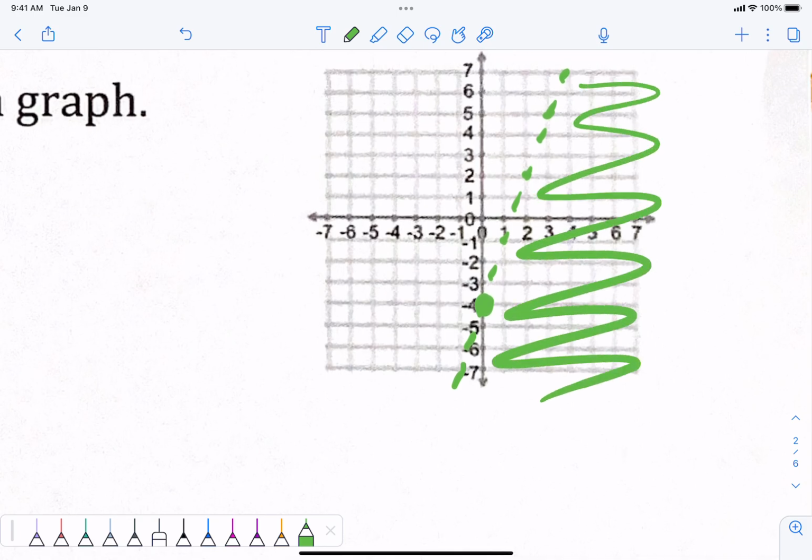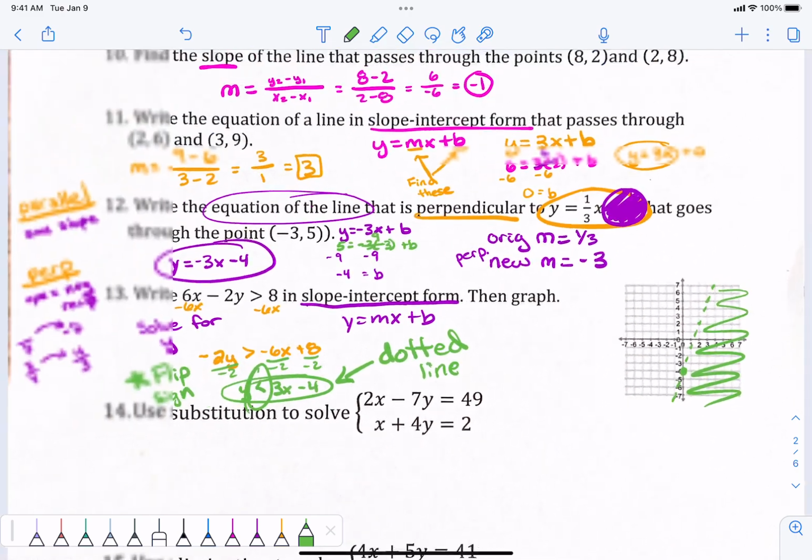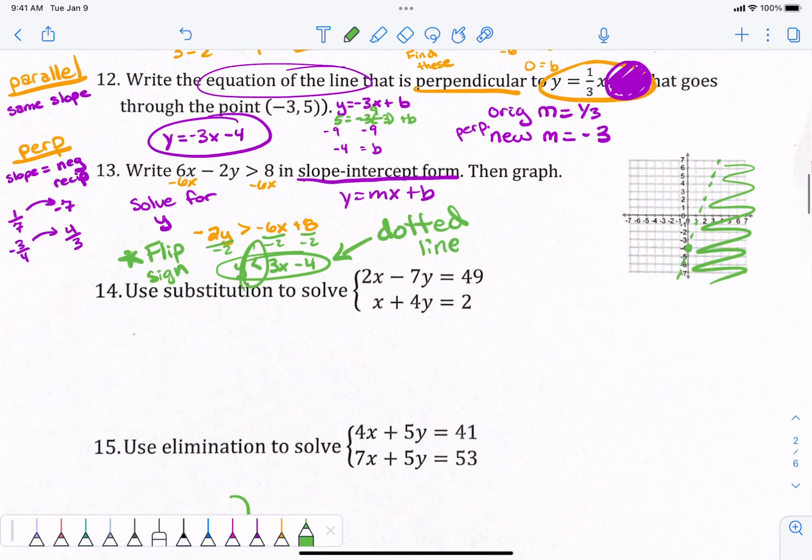If it's just y equals whatever, then you don't have to shade at all. But what if it's greater than or equal to? Then it's a solid line, and you shade. Good questions. Very good questions. All right, ready? Moving on.